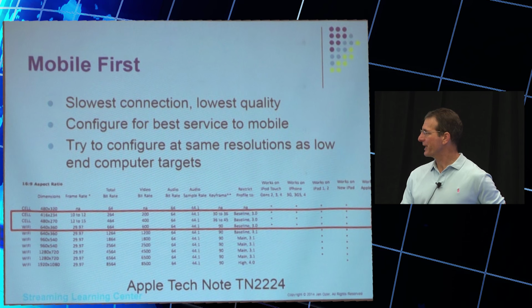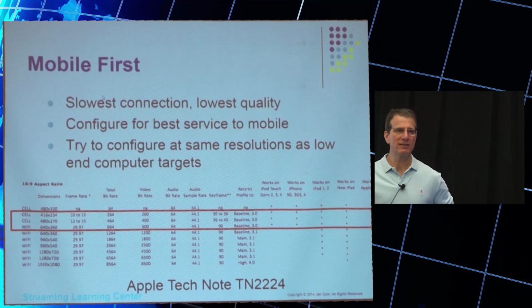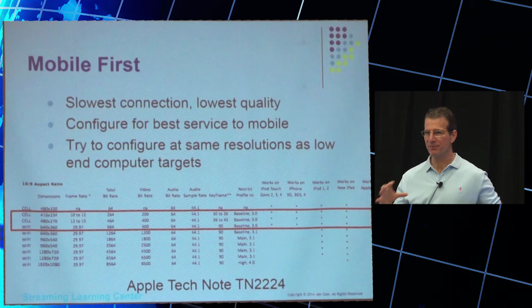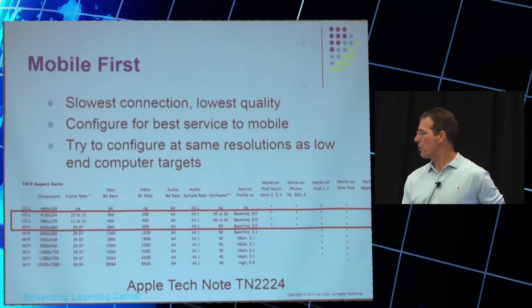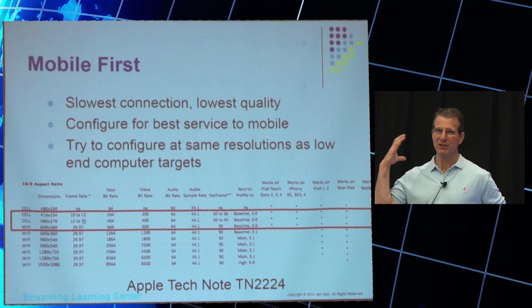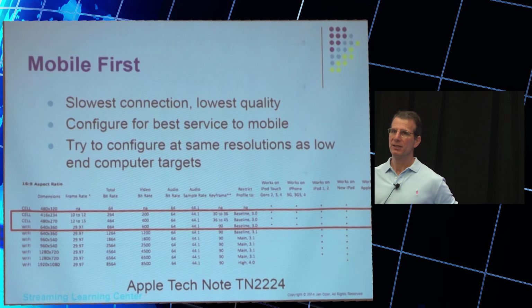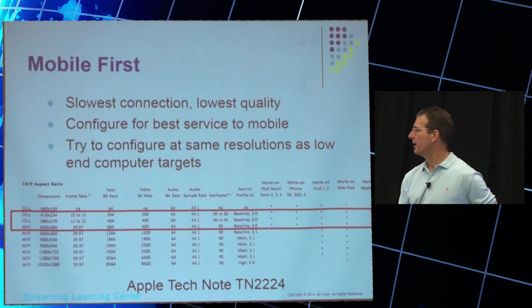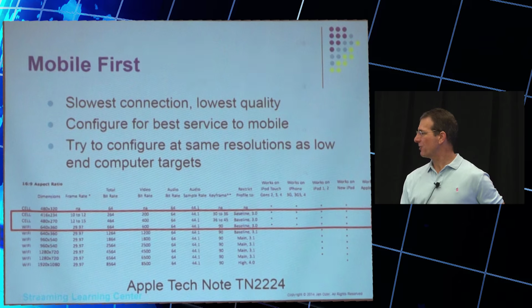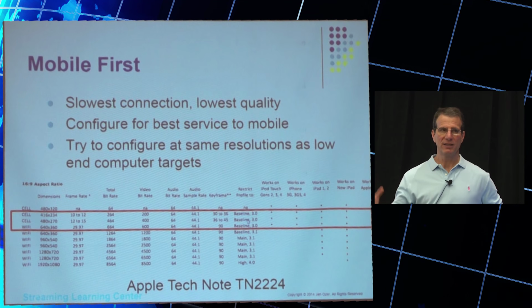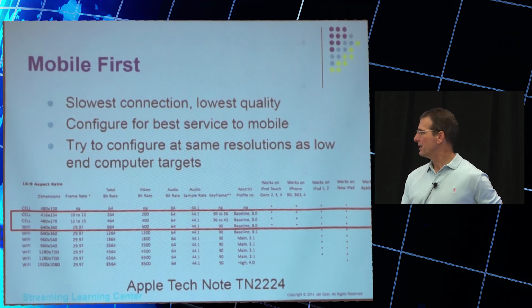How do you pick the number of streams? This is TN2224. When I'm working with a client to try and figure out the optimal configuration for their streaming group, I focus on mobile first. Which platforms do you want to support? How low a data rate do you want to support? And then get those nailed down first, and they're going to have the hardest configuration options to set up.